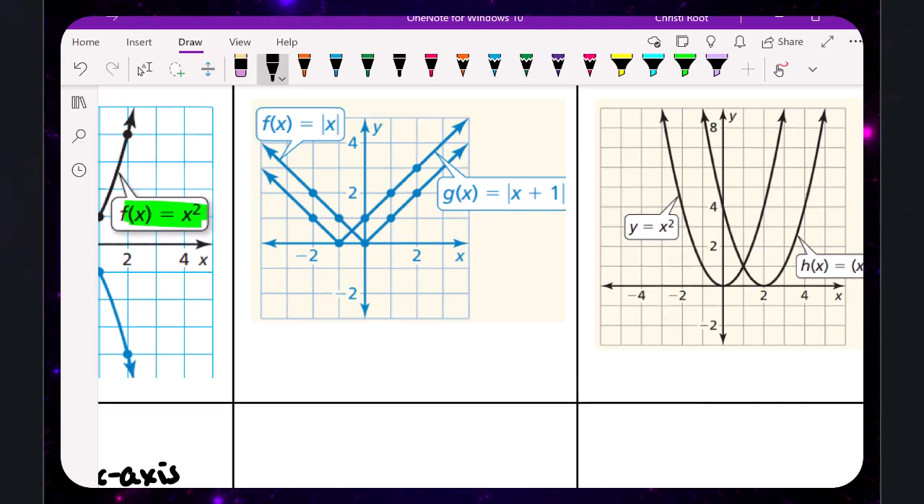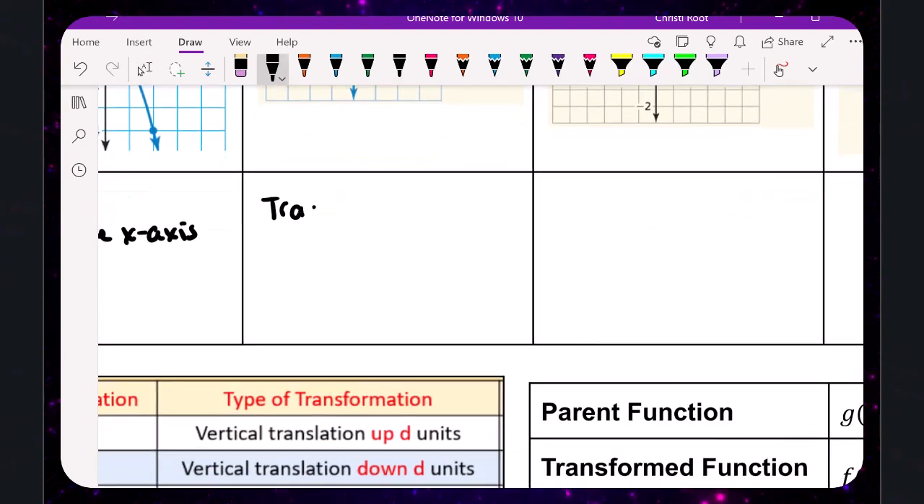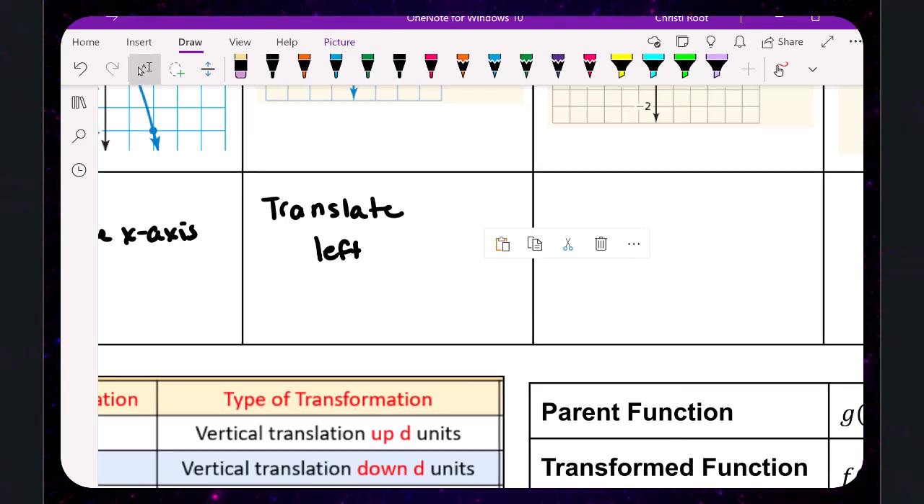Okay, these are absolute value graphs. This is our parent function because it's just the absolute value of x. And it looks like we have added 1 to the x. So our parent function is here, and look what happened to our graph. It moved to the left. So that makes sense. If I add 1 to x, it's going to translate it, because remember that's a sliding pattern. So translate left. How many did it translate? It translated left 1 place. Okay, let's look at the next one.